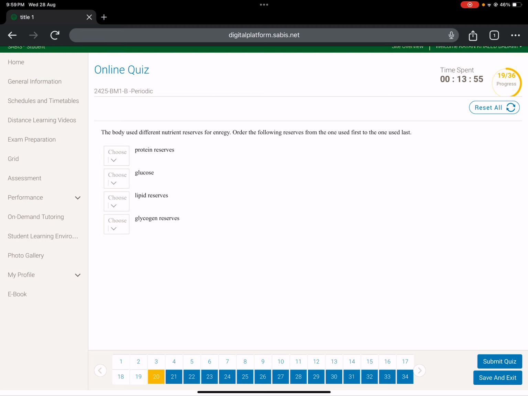So the first thing our body uses is glucose. Now our glucose is done. So what are we going to go for? Our glycogen reserves. So the glycogen reserves will be second, because glycogen, remember, is excess glucose stored in the liver and muscle. Now our glycogen reserves are done. So what are we going to do? We're going to use the lipid reserves. And finally, as I mentioned before, our last option is going to go for the protein reserves. Why? Because proteins play a major role. Okay? Perfect.